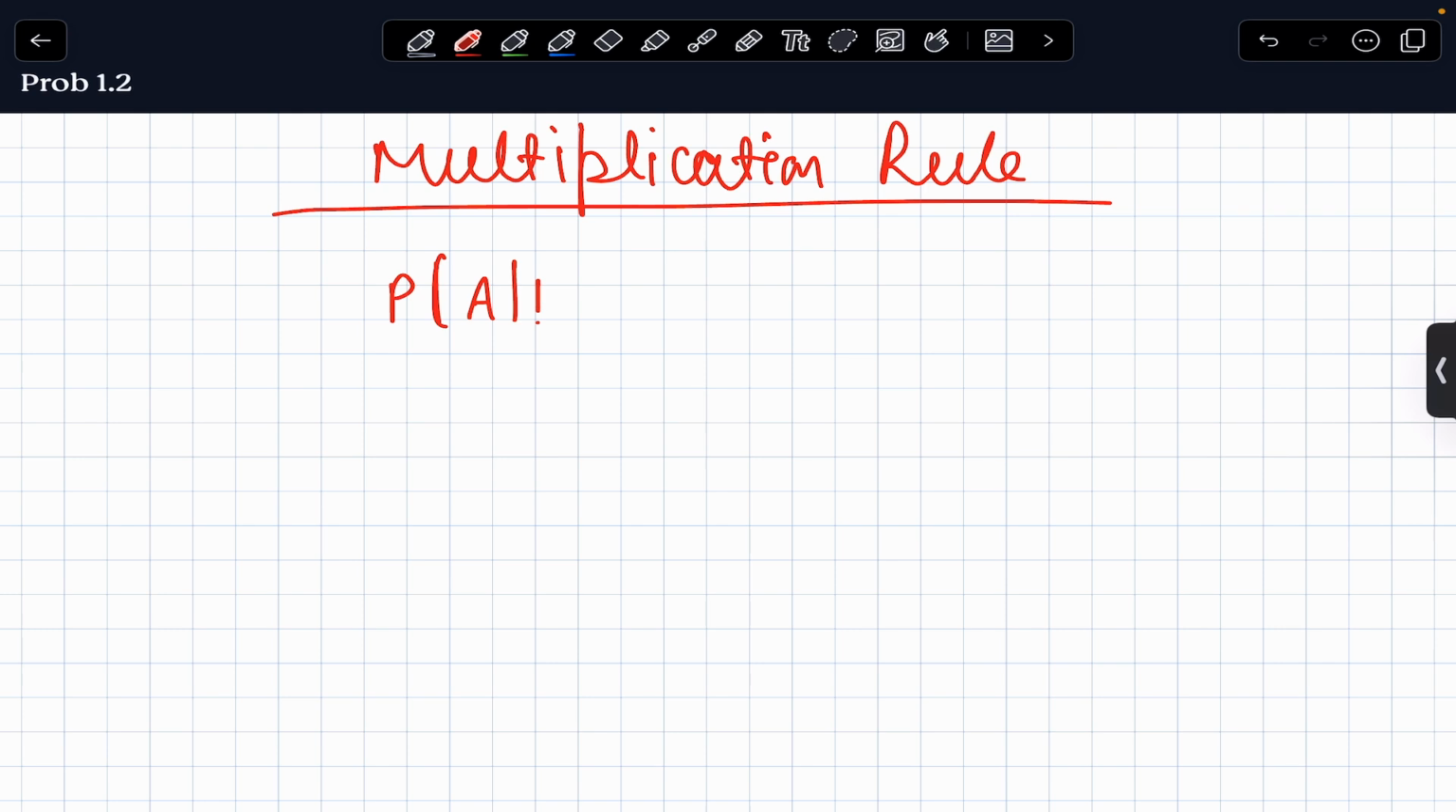What we know is that the probability of A given B is the probability of A intersection B divided by the probability of B. Okay, we have two events, event A and event B. What is the probability of event A given that event B has already occurred? It is nothing but the probability of intersection A and B divided by the probability of event B.